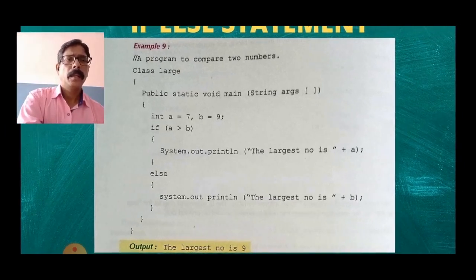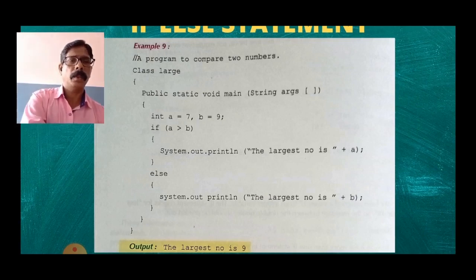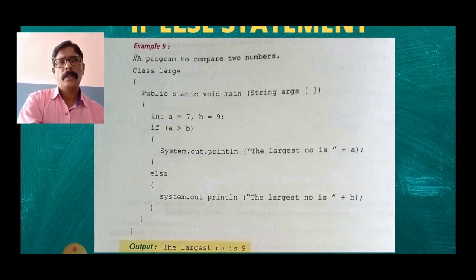Okay, clear the program? The 2 conditions. If the statement is false, we are giving the command to the computer to print the largest number is plus B. Otherwise, the largest number is plus A.